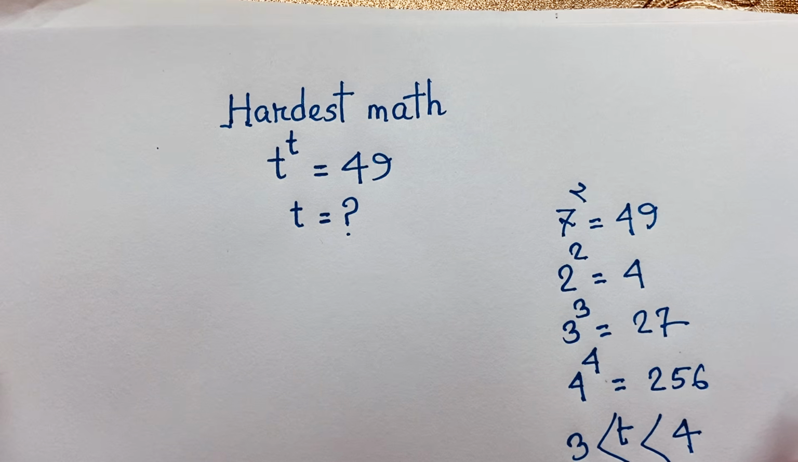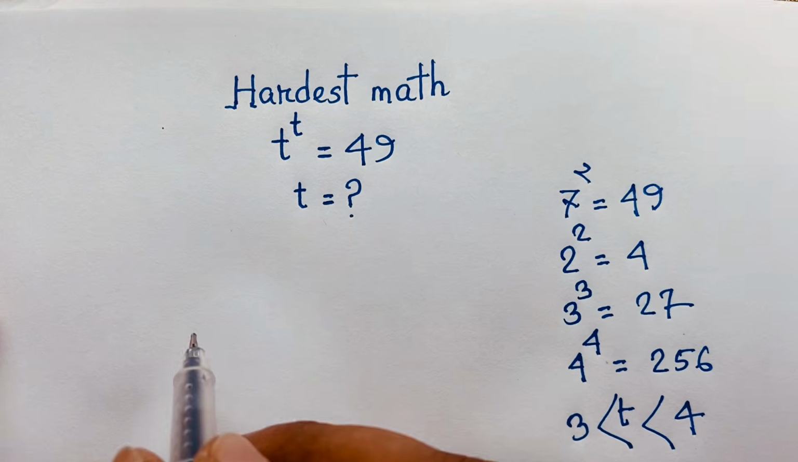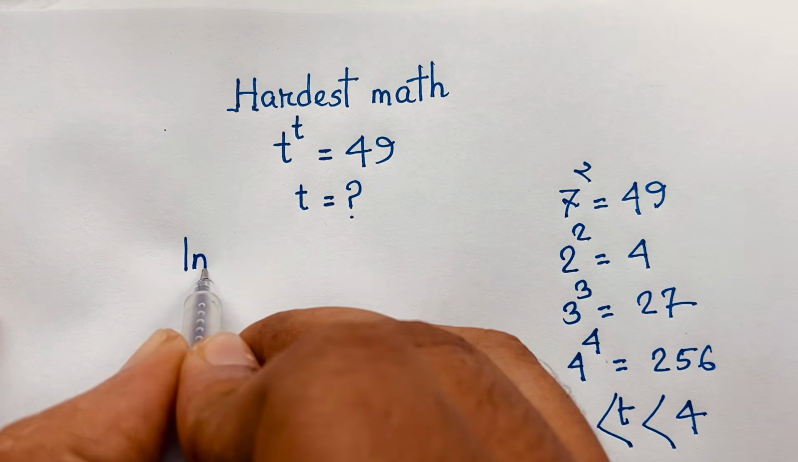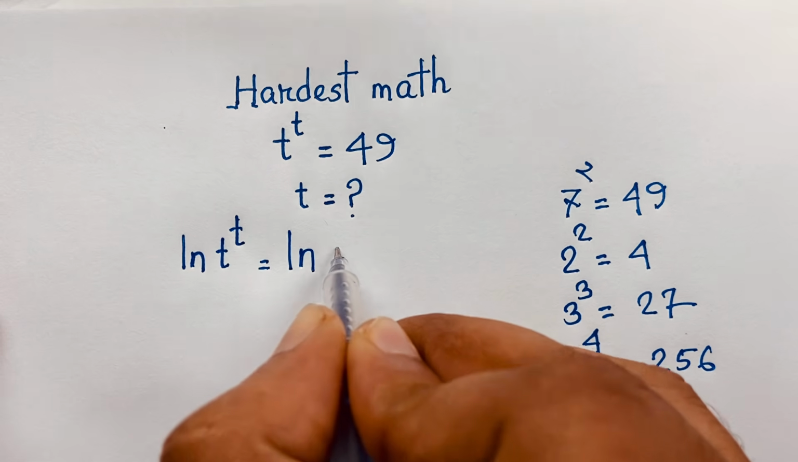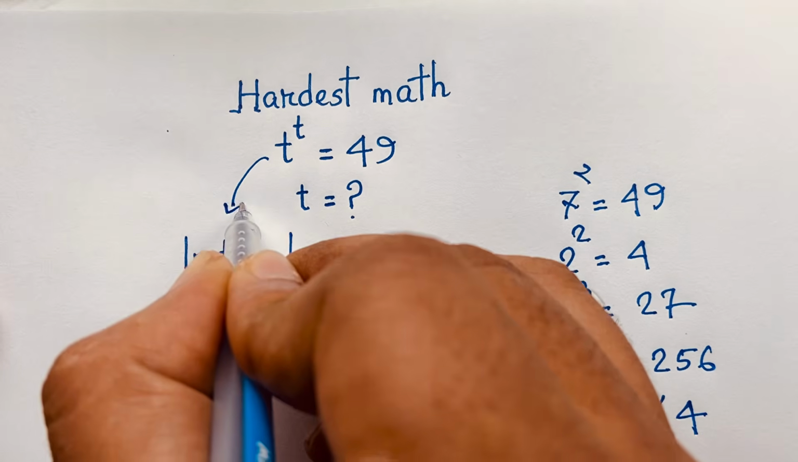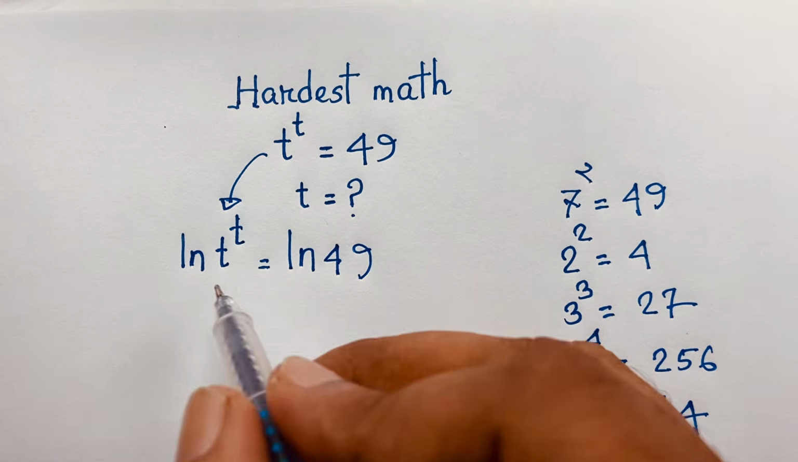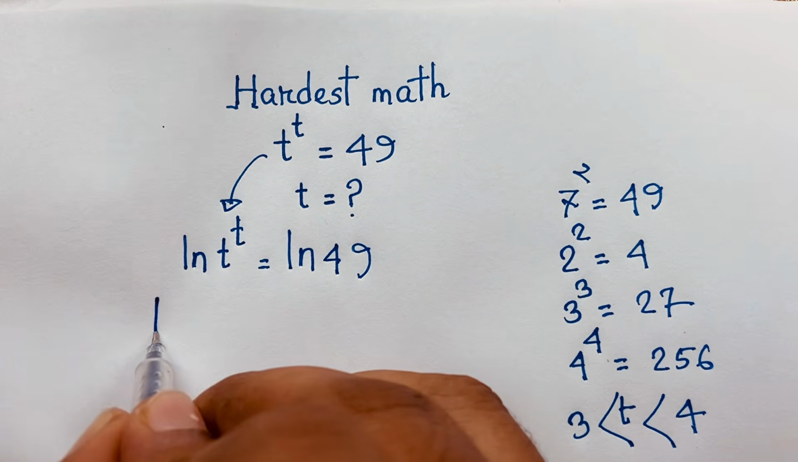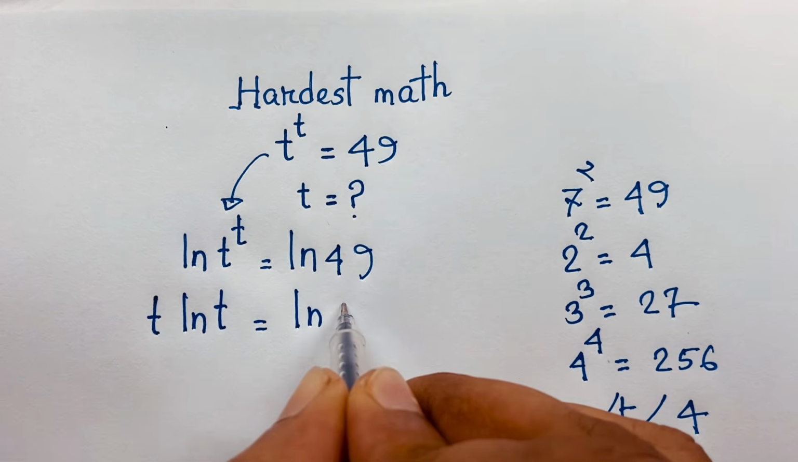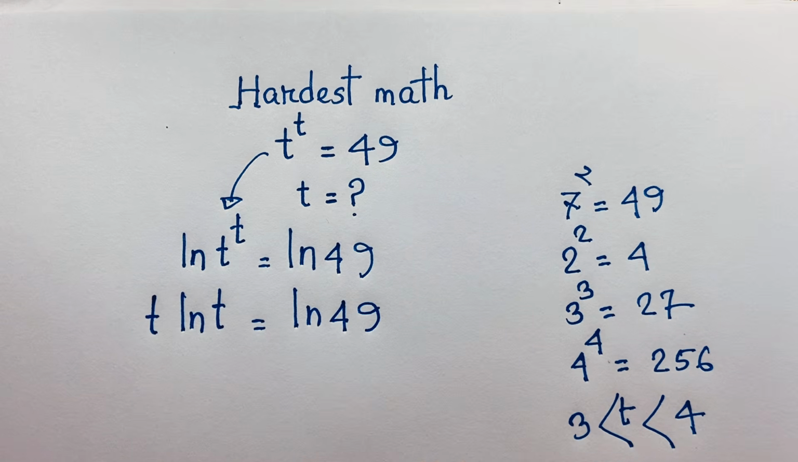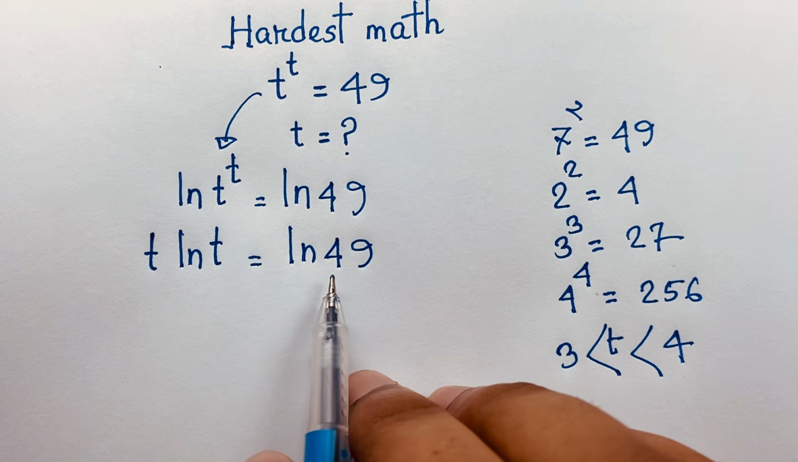Now, I use natural log on both sides. This is t to the power t is equal to 49, so if I use ln on both sides, this is t to the power t and ln 49. Now this exponent, I mean this t, moves in front according to the natural log formula. So this is t ln t is equal to ln 49. I solve this increasing function step by step.